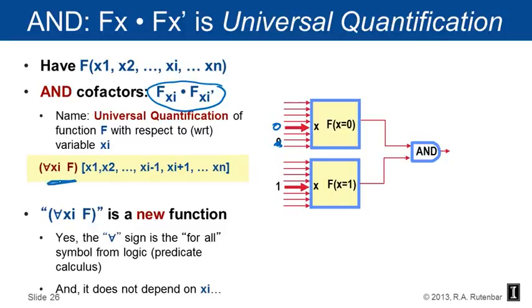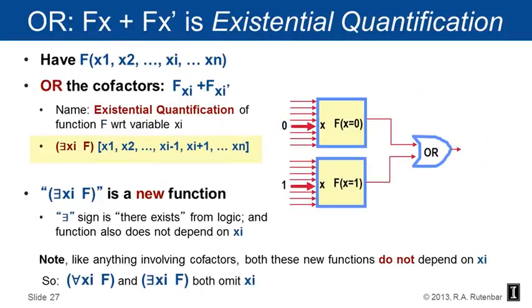And this thing over here, I'm going to write it over here, that's the name of this function. So the upside down A with an x in this case, and f, and then we're going to put parentheses around it, and it reads for all x f. For all x f is a new function. And that for-all sign is actually a symbol from logic, from predicate calculus, if you've ever done that. And just like everything with cofactors, it doesn't have an xi in it. It's a very interesting new function.